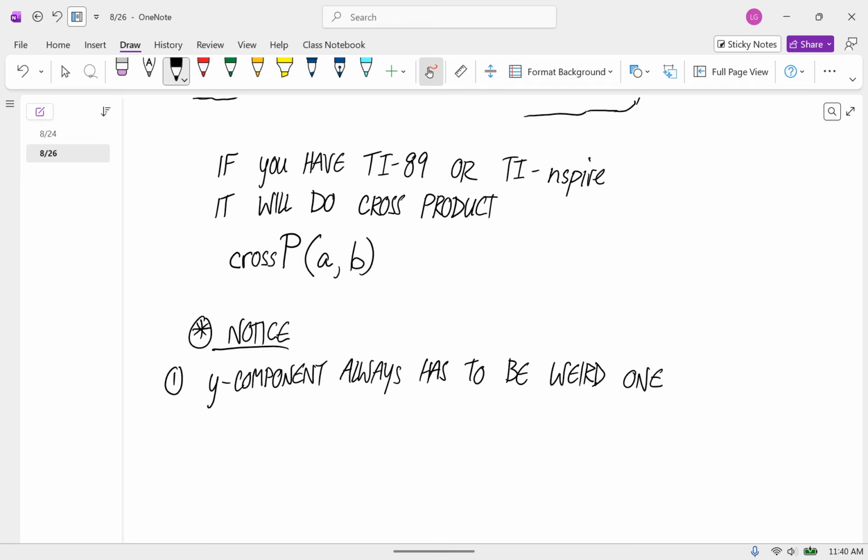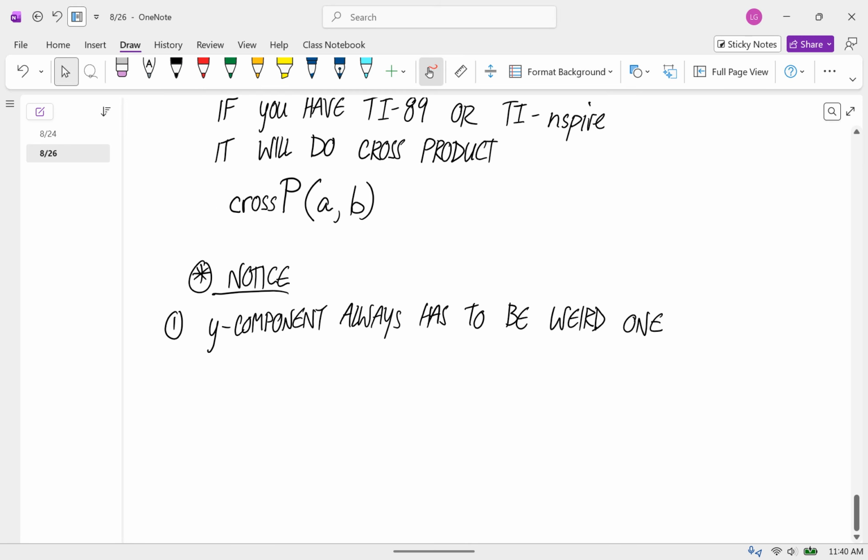Like the y component is like the kid who dresses mostly trendy, but wears two different colored socks or whatever. Like, why you just got to be a little weird all the time? It's just how he is, you know.